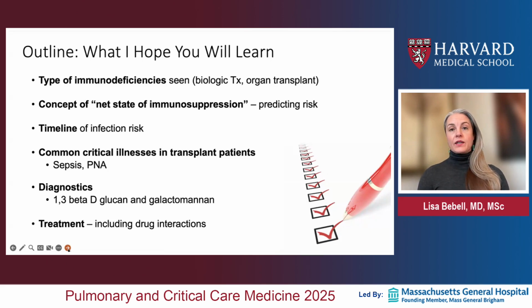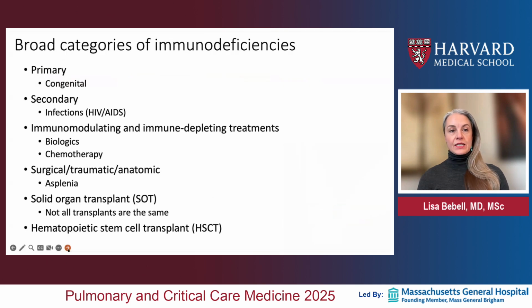I'll go through the timeline of infection risk and what presents at each different time, some of the common critical illnesses in transplant patients, including sepsis and pneumonia. I'll do a little review on the diagnostics, especially for fungal infections, and some things about treatment, including drug interactions, which are very important to consider in your patients who've had transplants. So firstly, let's talk about some of the types of immunodeficiencies.